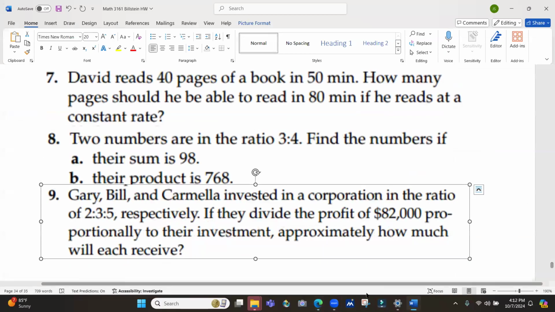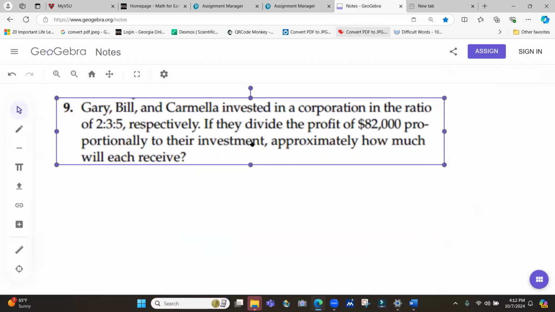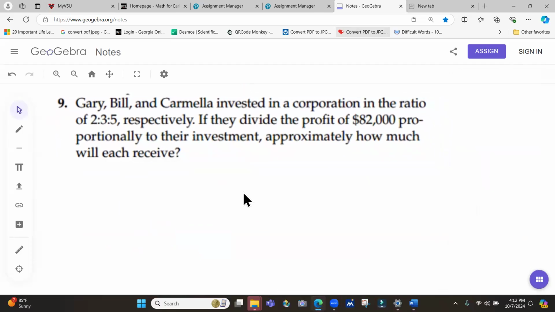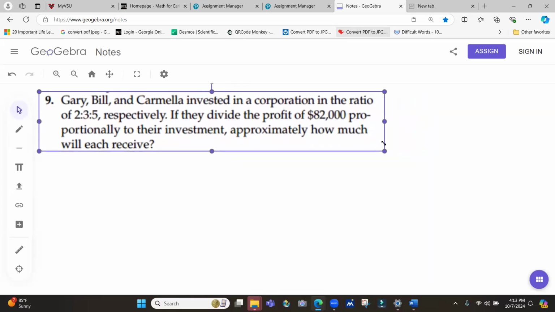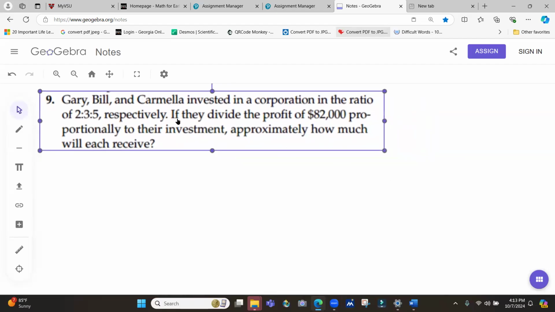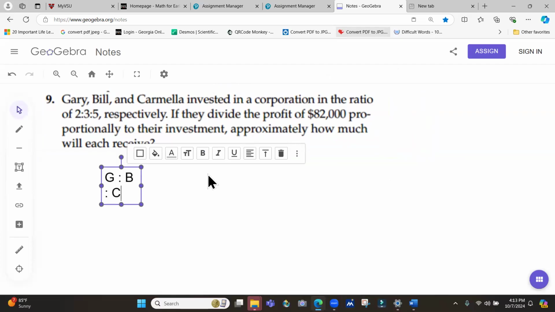This is a good one, and it's kind of similar to what we have been doing. Let's read it. Gary, Bill, and Carmela invested in a corporation in the ratio of 2 to 3 to 5. So if Gary, I'm going to draw the picture a little differently for this one, just for fun. Gary to Bill to Carmela.